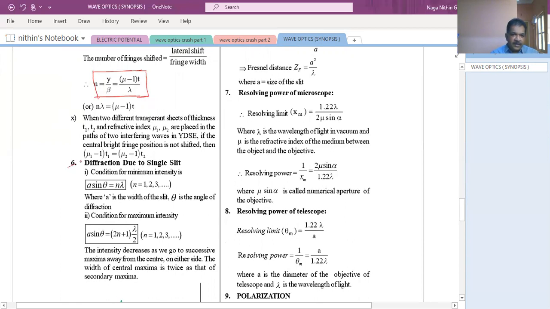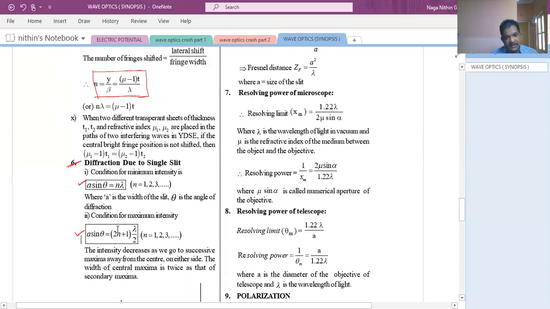Bending of the light at the edges of an obstacle and encroachment of light into the geometrical shadow is called diffraction. For diffraction due to a single slit, this is the formula for the condition of minimum intensity. The condition for maximum intensity is a sin theta is equal to (2n plus 1) into lambda by 2. It is quite opposite to interference.